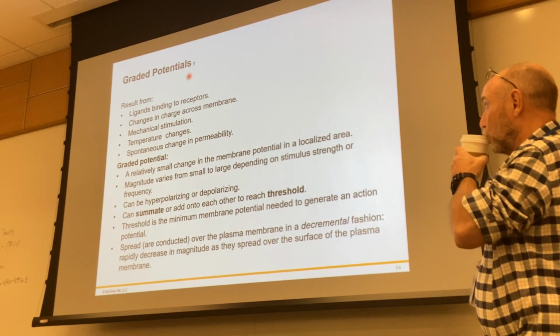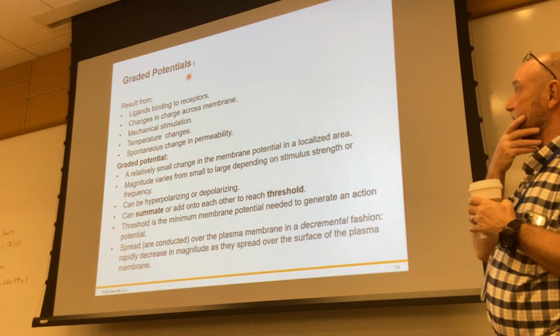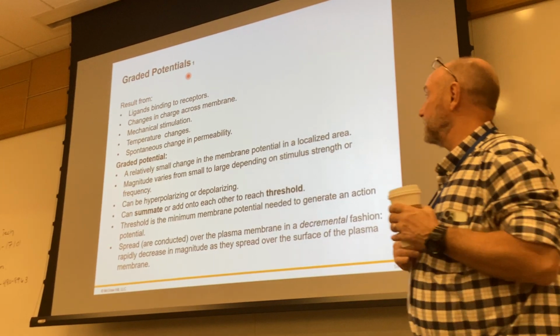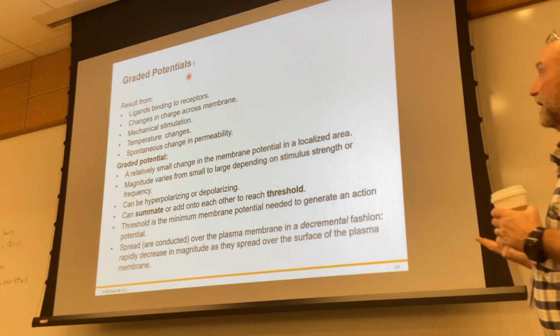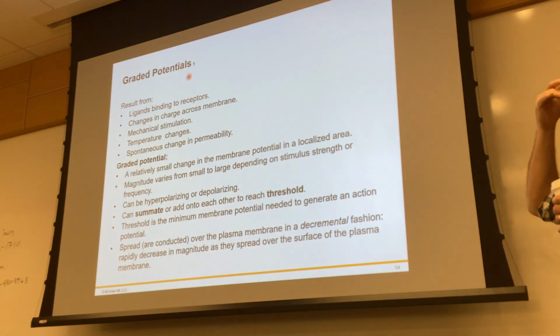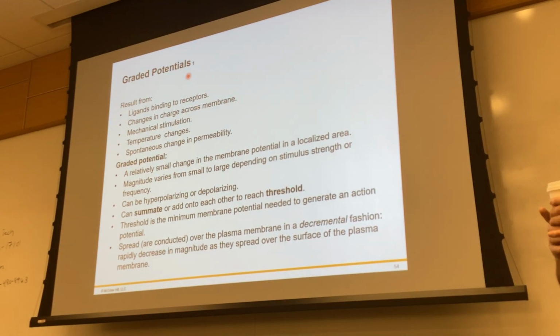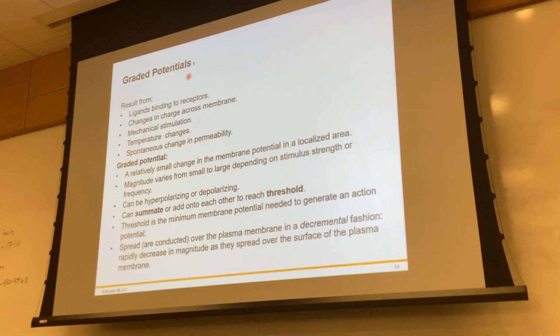In terms of graded potentials here, graded potentials can happen from a number of different things, including mechanical and temperature signals, ligands, which again are chemicals, and changes across the plasma membrane, again electrochemical changes. Those are things we've talked about already.